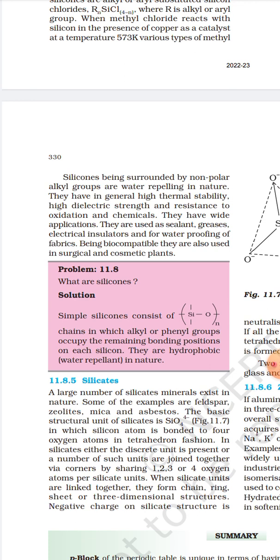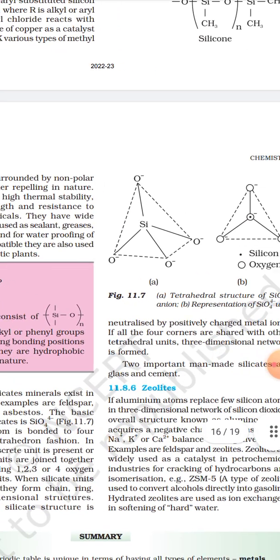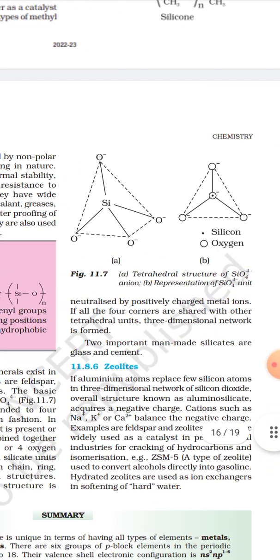Negative charge on the silicate structures is neutralized by positively charged metal ions. If all four corners are shared with other tetrahedral units, a three-dimensional network is formed. Two important man-made silicates are glass and cement.